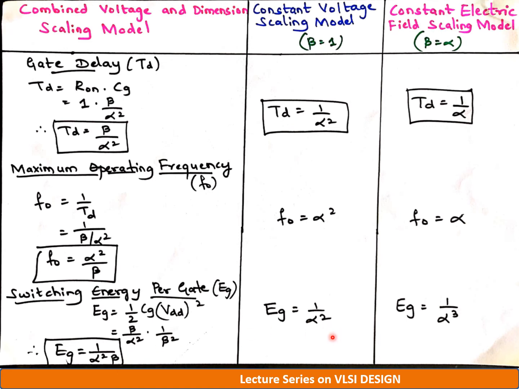In the constant voltage scaling model, beta is equal to 1. Therefore, the scaling factor for switching energy reduces to 1 by alpha square. In the constant electric field scaling model, beta is equal to alpha. Therefore, the scaling factor for switching energy reduces to 1 by alpha cube.